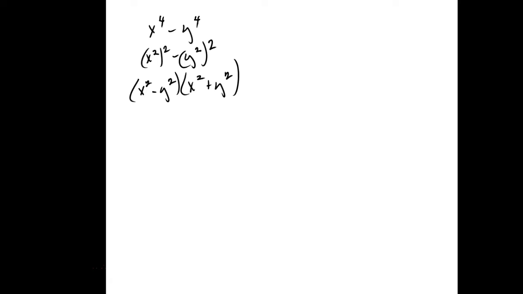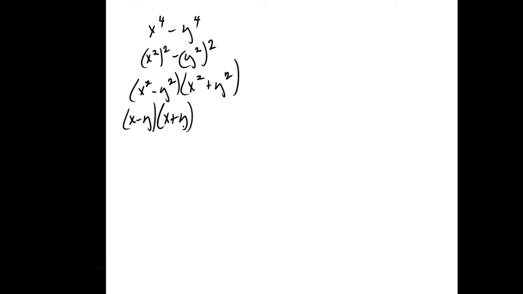No, there's no equation here. But yeah, look at this. That's the difference of two perfect squares. So keep factoring until you can't factor anymore. So what would that be? x minus y times x plus y.